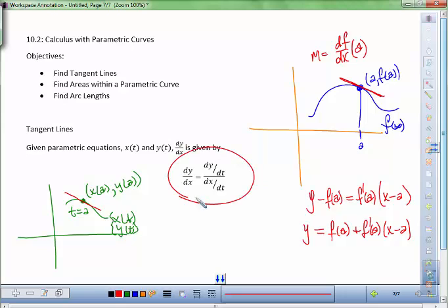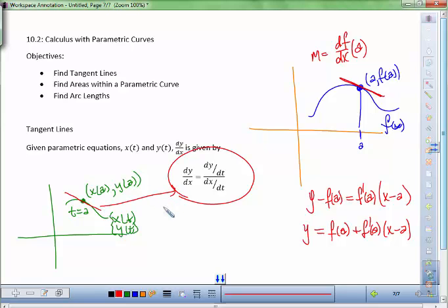And our slope, if you have a set of parametric equations, will be given by the derivative of y with respect to t divided by the derivative of x with respect to t. Which looks pretty natural as a dy dx value, right? It looks like the dt's would cancel, but we don't want to think about it that way. Let's just think about this as a formula where you have y prime of t divided by x prime of t.